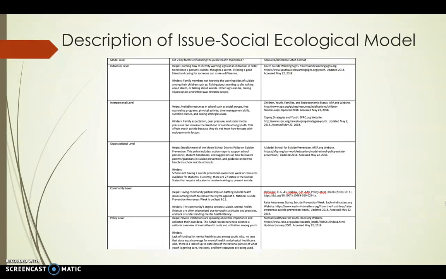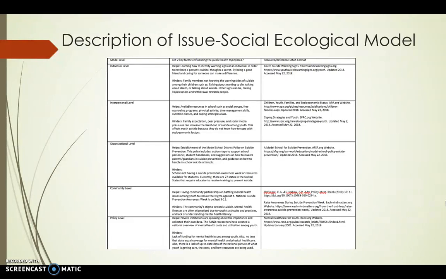And then the third level is the organizational level, where an example is to establish a model school district policy on suicide prevention. The policy can support school personnel, provide handbooks, suggestions of how to involve parents in suicide prevention, and guidance of what to do in the case of a youth suicide attempt. Something that can hinder this level of intervention is schools not having a suicide awareness week or resources available for students or parents. Currently, there are only 27 states in the United States that require educators to receive suicide prevention training.